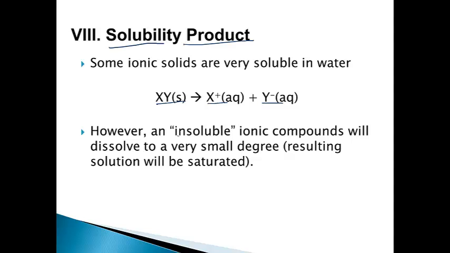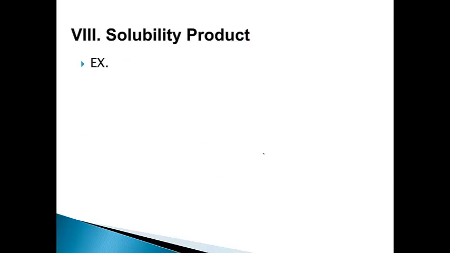Now, even though we say some of these things are insoluble, they actually do dissolve to a really small degree. The reason they stop dissolving is the solution becomes saturated, which means the saturation level for this is a really low level. For example, silver chloride was considered to be insoluble, but it does dissociate to a small part into Ag plus and Cl minus ions.